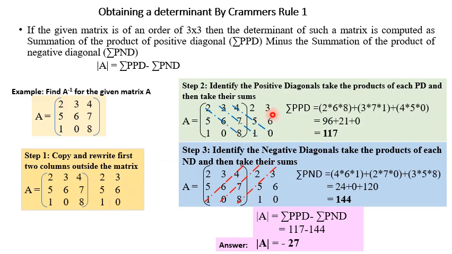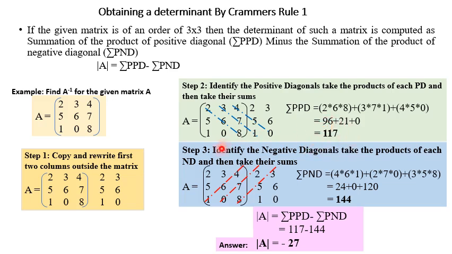In the second step, we will identify the positive diagonals and take the product of each positive diagonal and then take their sum. So this is the summation of product of positive diagonals. Let us identify the positive diagonals. Now this thing we have rewritten over here. This is your first principal diagonal. This is the second one. This is the third one. So you have three principal diagonals. We will take the product of each of the principal diagonals. So it is 2 into 6 into 8, plus 3 into 7 into 1, plus 4 into 5 into 0. This gives me an answer of 117.